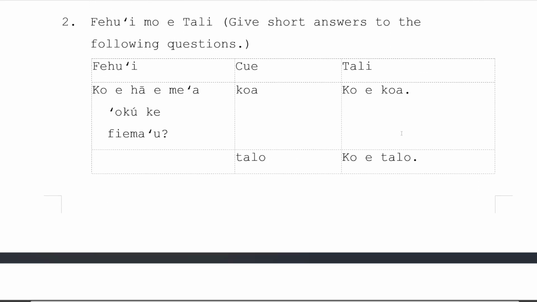Okay, let's move on to drill number 2, Fehui Moitali. We're going to be asking these questions, and we're going to be responding with this cue. So the question is, Koha me'o ka fia ma'o? And the response is, Koe koa. I will go through these one by one.